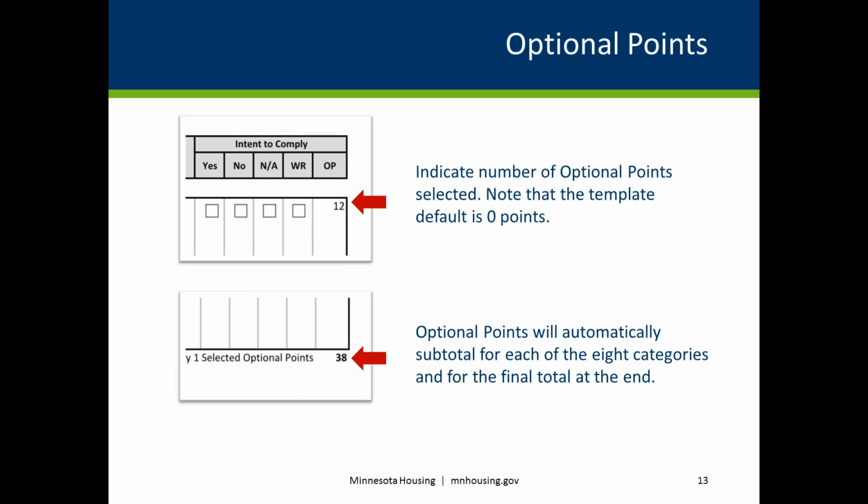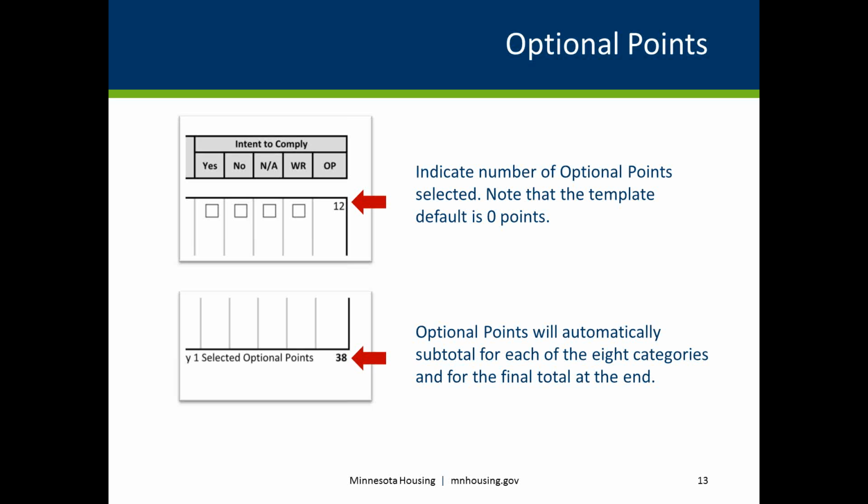For optional criteria, points will be listed in both the MO column as well as the Intent to Comply column. The Intent to Comply column is shown on this slide. The number shown by the first arrow, which is 12, is the maximum available amount of points for the specified optional criteria. You have 3 options with the numbers listed in this column for each optional criteria.